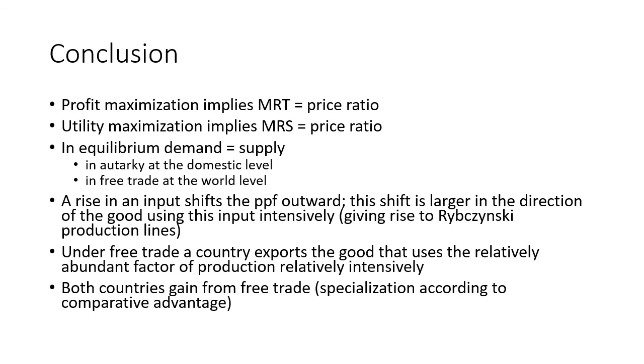We also should remember that any rise in an input shifts the PPF outward, and the shift is larger in the direction of the good that uses this input intensively. And we showed the results in production lines earlier. You also need to remember that under free trade, a country exports the good that uses the relatively abundant factor of production relatively intensively. That's what we showed on our last few slides, where we broke up the countries individually. And we also find that both countries gain from free trade. Why? Because we are consuming at a higher level, which means more welfare.